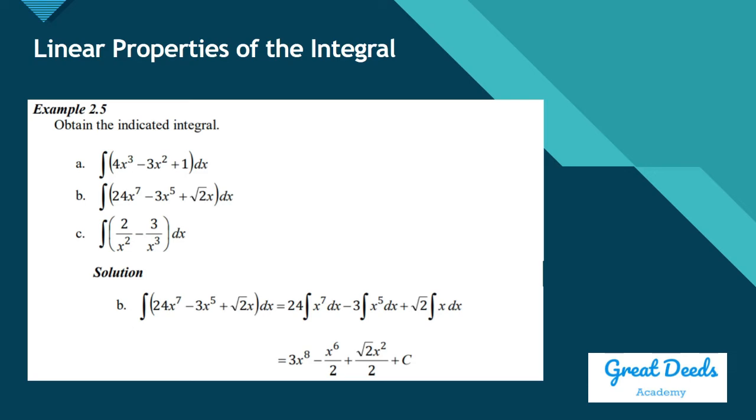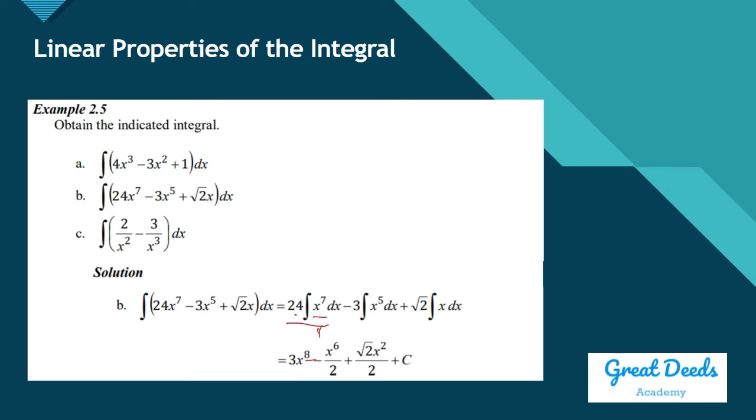How about this? Again, this is the application of your linear forms. You can distribute the integration to the terms of your polynomial function. So here, you can bring 24 outside the integration. The integral of x to the 7 is x to the 8 over 8.